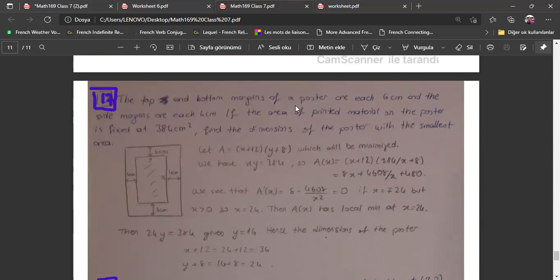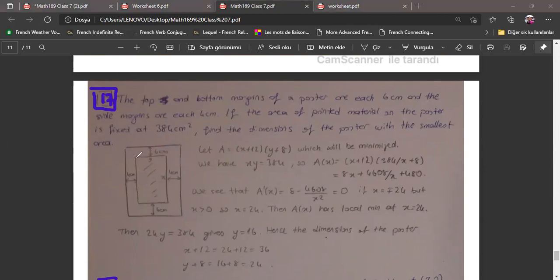So we have a poster now with some margins, 6 centimeter and 4 centimeter, as you see in this picture. We have such posters. Now the area of printed material on this poster, which is the inside rectangle, is this. Okay, so the area is this. We know that. What do we do here? We need to find dimensions of this poster.